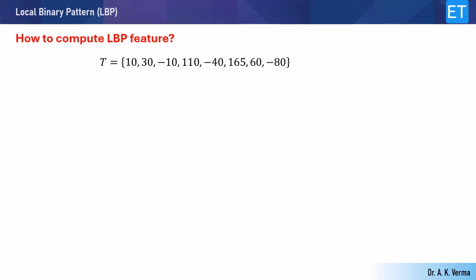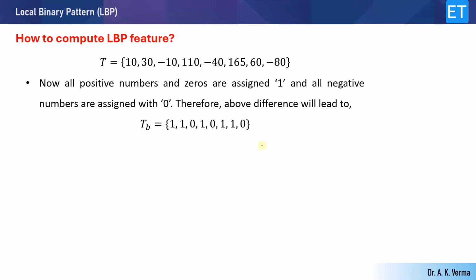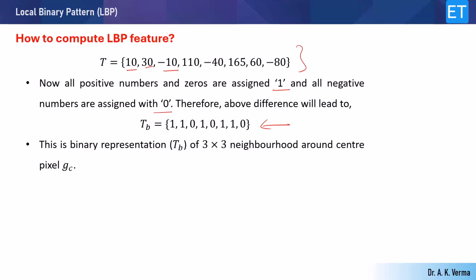So this is what we achieved till now. All the positive numbers and the zeros are assigned 1, and all the negative numbers are assigned 0. So this difference will lead to only ones and zeros as shown in this equation. So 10 is 1, 30 is 1, and minus 10 is represented by 0. This you will call the binary representation of these differences.